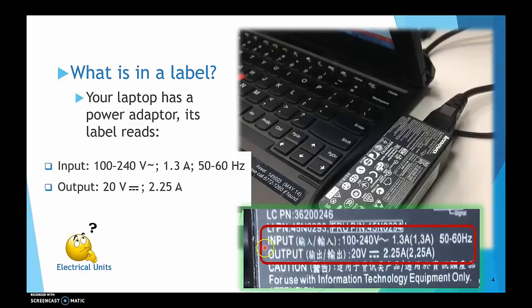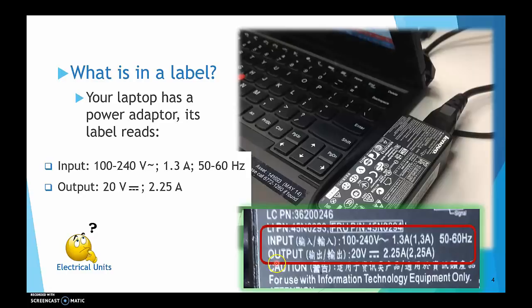Another label on a laptop power adapter. Input 100 to 240 volts AC, 1.3 amperes, 50 to 60 Hz. These are the input requirements of the adapter. All power sockets in your Singapore home fit these requirements.